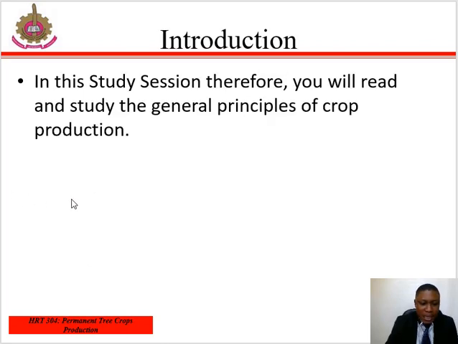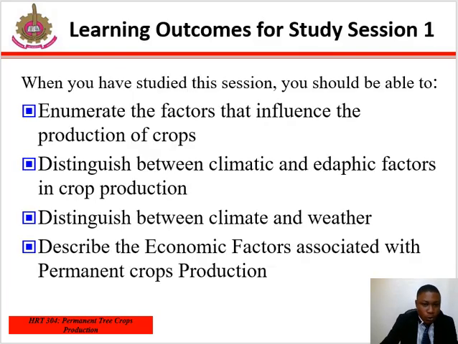Crops are domesticated plants that grow on our farms, orchards, and gardens. These crops vary in their nutritional requirements, soil and weather needs, susceptibility to pests and diseases, etc. Similarly, the parts of the crop that meet man's need equally vary. Therefore, the cultivation and production of crops are based on principles which have inbuilt guidelines that meet the nature of each crop type. In this study session, therefore, you will read and study general principles of crop production.